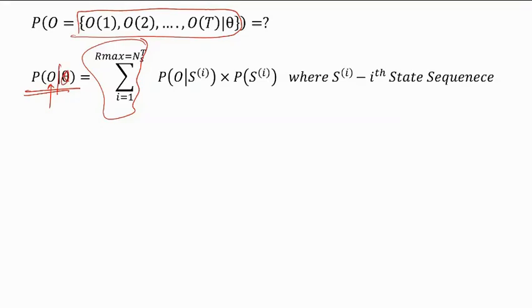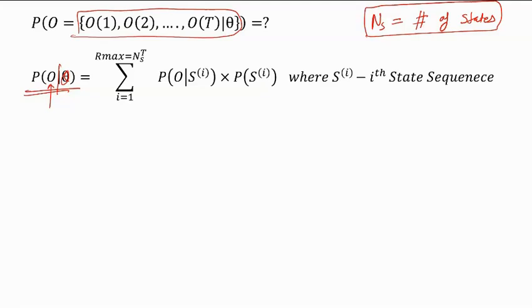This is equal to the summation over i equal to 1 to NS to the power T, where NS stands for the number of states. How many hidden states do you have? Say there are 3 hidden states in our earlier problem. I know there are 3 types of days: sunny day, cold day and rainy day. So that number of states is NS.